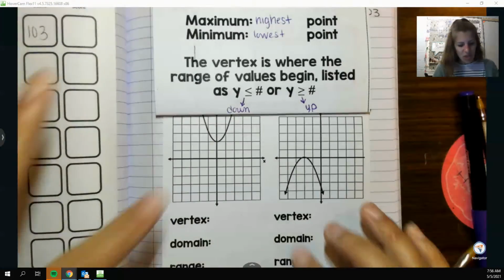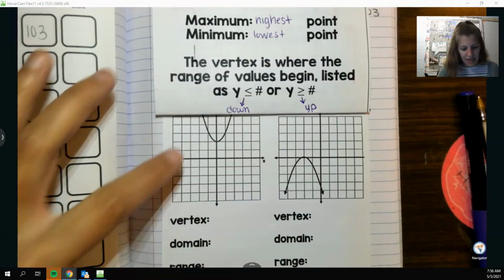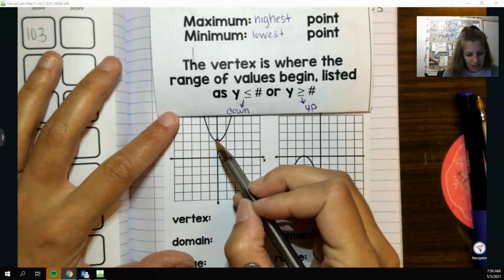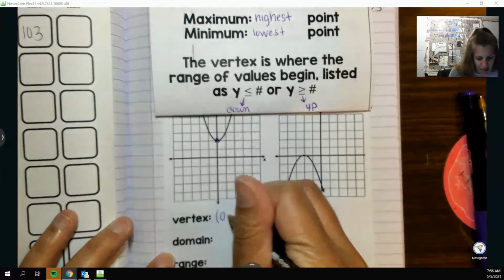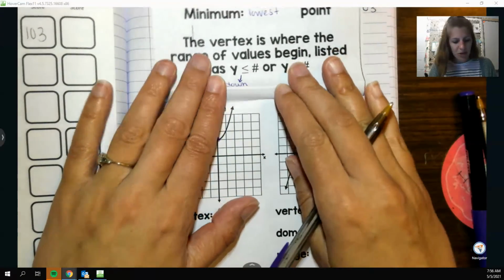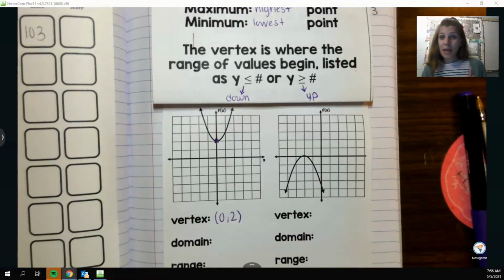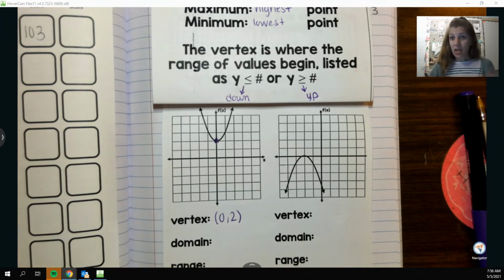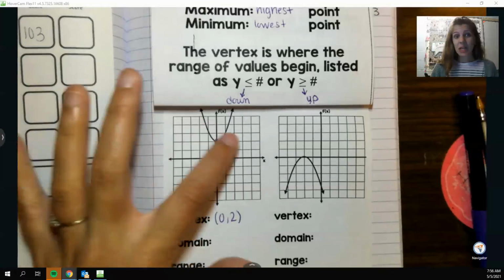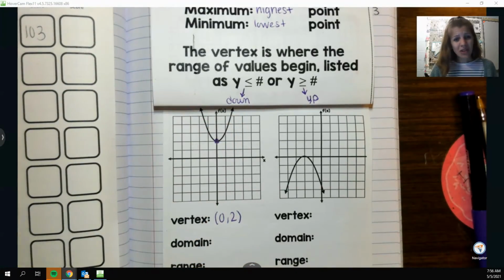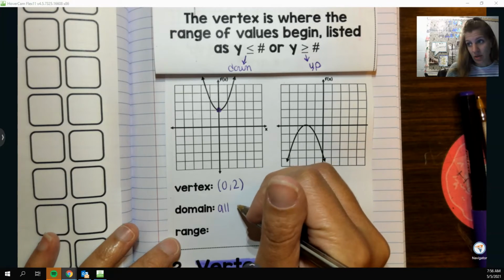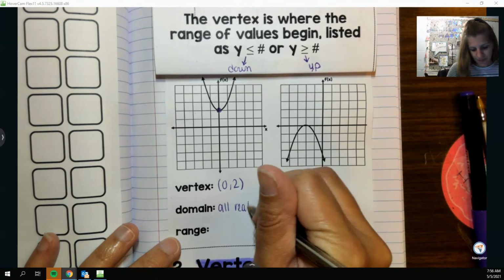Okay. So if we look at these parabolas right here, I can see that my vertex, this spot right here where we change direction, is at (0, 2). When I think about domain and range, domain are the x values, and x goes left and right. This graph is pointing to the left and to the right, so eventually it will get to all of my x values, so like all real numbers.